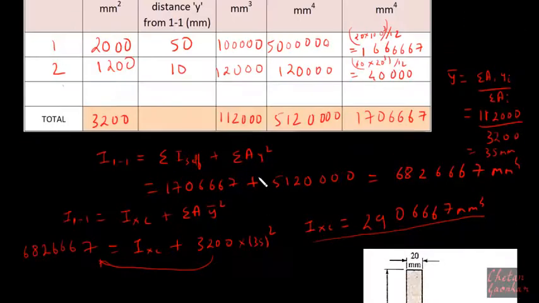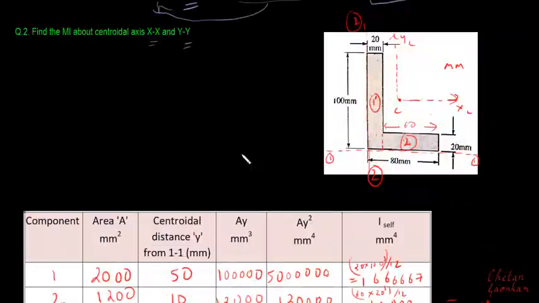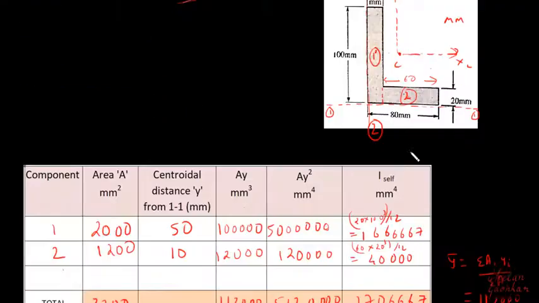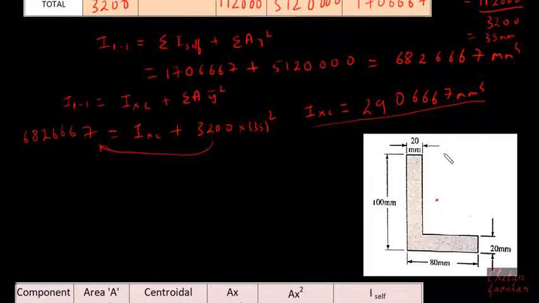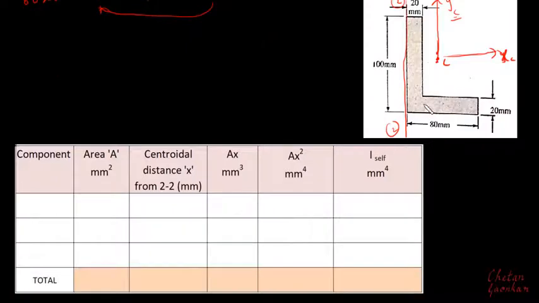Then we need to also find the moment of inertia about the centroidal axis YY, that is the vertical axis. So I need to locate the moment of inertia about this axis YC passing through this centroid. Moment of inertia about this axis we have already found out. So this is done. So I need to find now the moment of inertia about this axis. For this, my reference axis will be this 2-2. And then we need to do a similar exercise again.